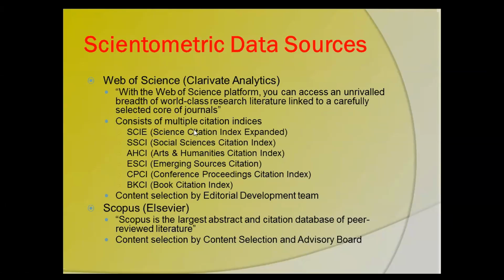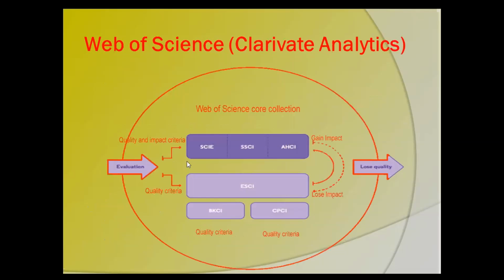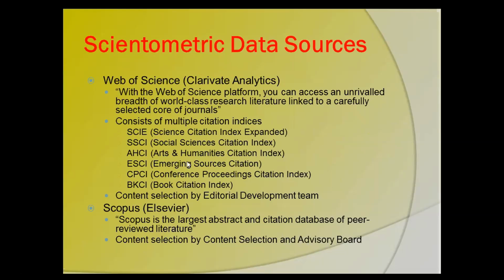If you evaluate particular journals, a good journal means it has indexing. With the Web of Science platform, you can access a universal breadth of world-class research literature linked to carefully selected core journals. Consider the multiple citation indexes: Science Citation Index Expanded, Social Science Citation Index, Arts and Humanities Citation Index, Emerging Sources Citation Index, Conference Proceedings Citation Index, and Book Citation Index.